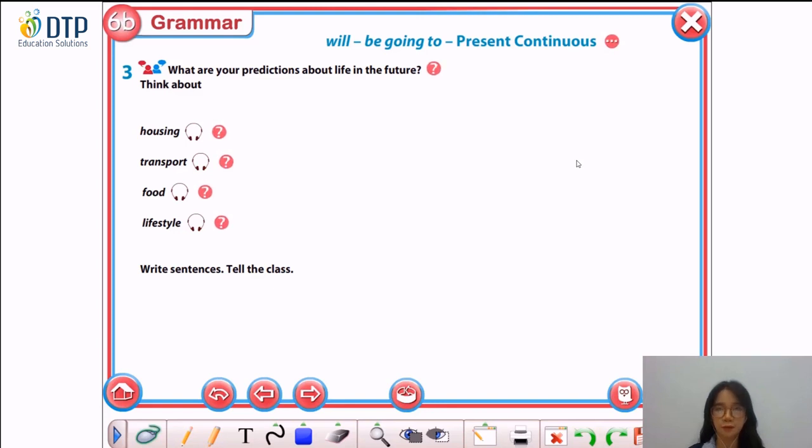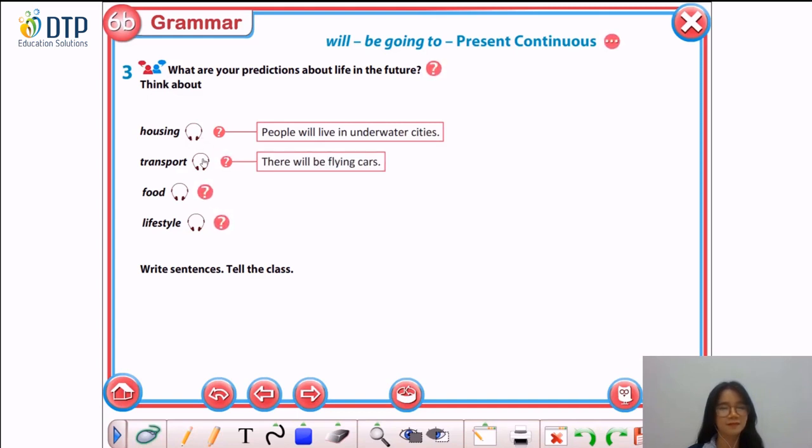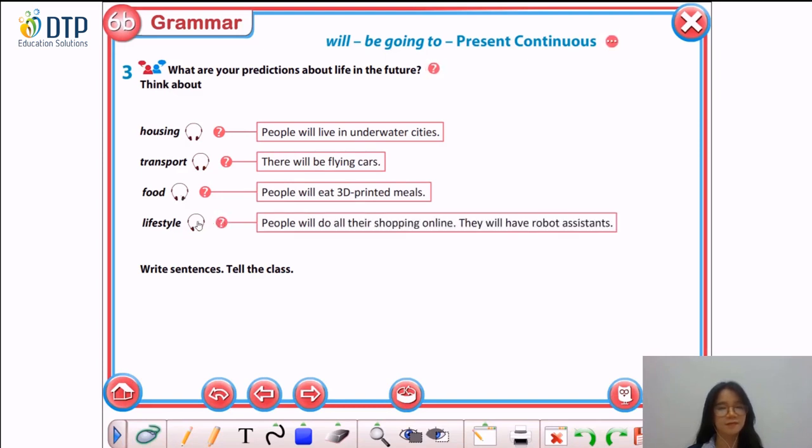Before you start, let's look at some suggested answers. People will live in underwater cities. There will be flying cars. People will eat 3D printed meals. People will do all their shopping online. They will have robot assistants.